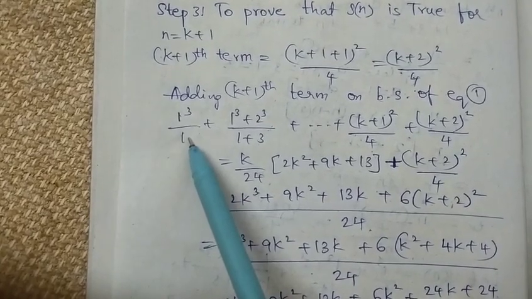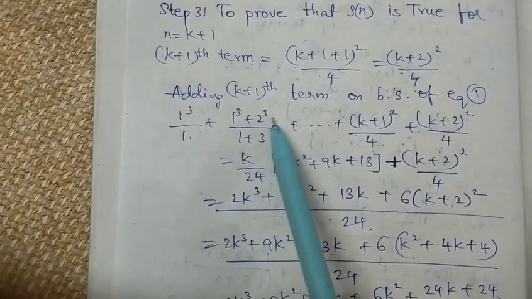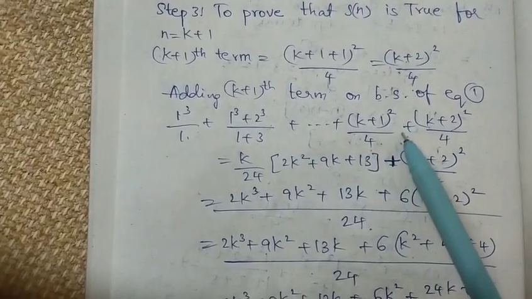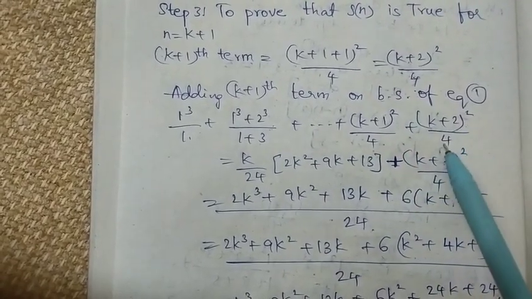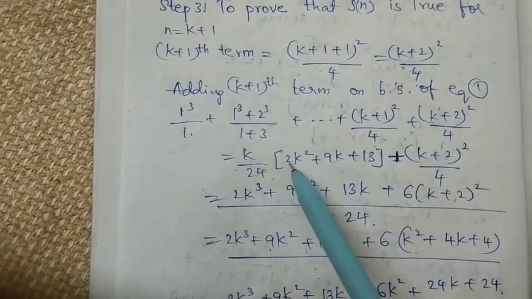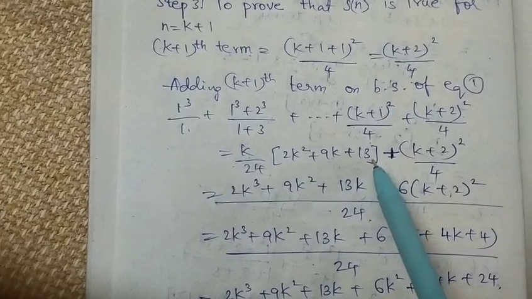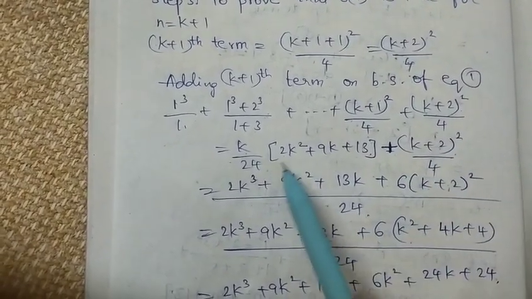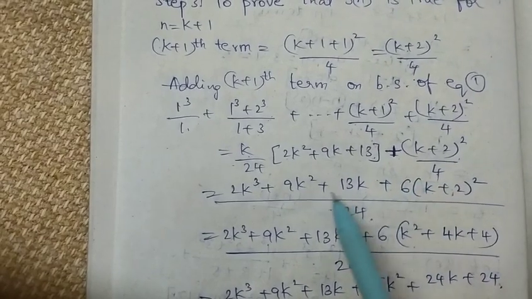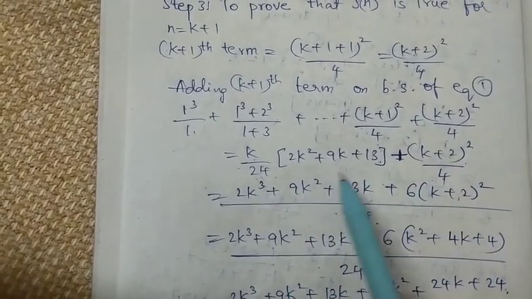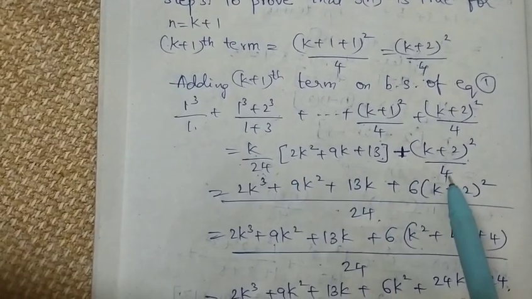1 cube divided by 1 plus 1 cube plus 2 cube divided by 1 plus 3 plus so on till k plus 1 whole square divided by 4 plus k plus 2 whole square divided by 4, which equals k divided by 24 into 2k square plus 9k plus 13 plus k plus 2 whole square divided by 4. Okay, now you have to simplify it by taking LCM.